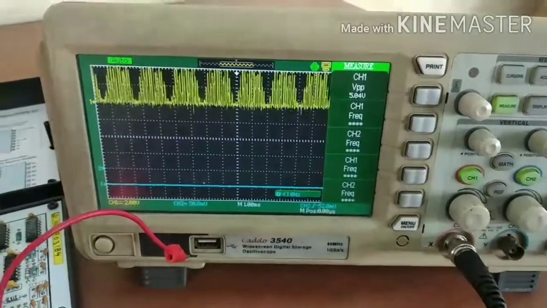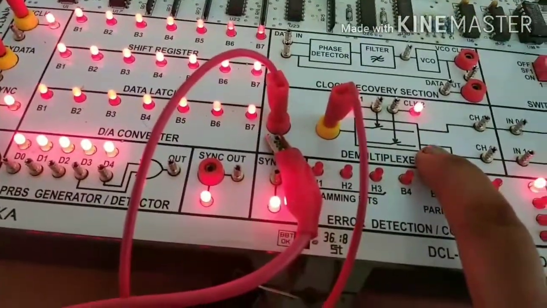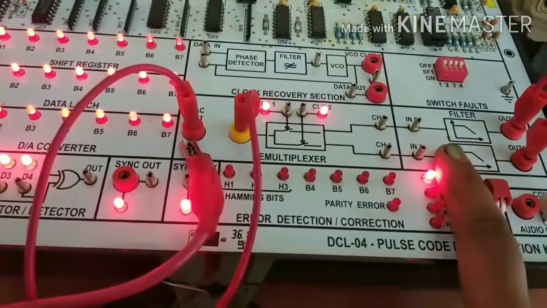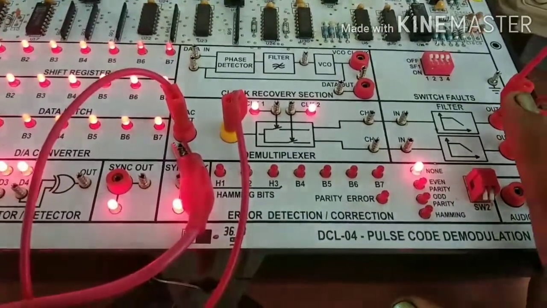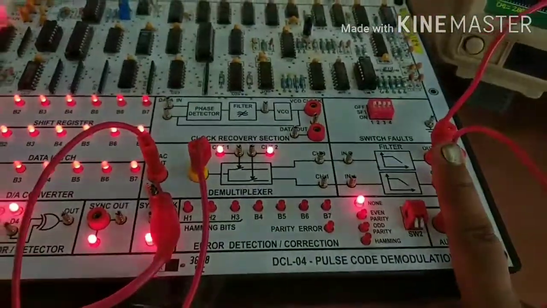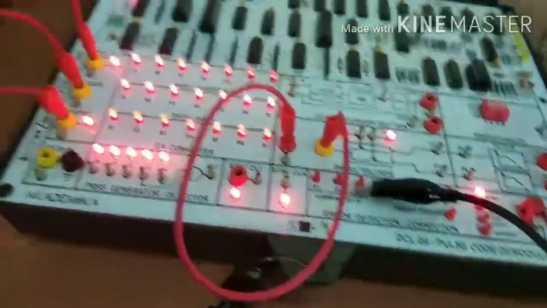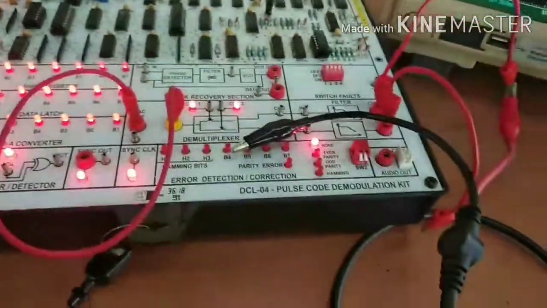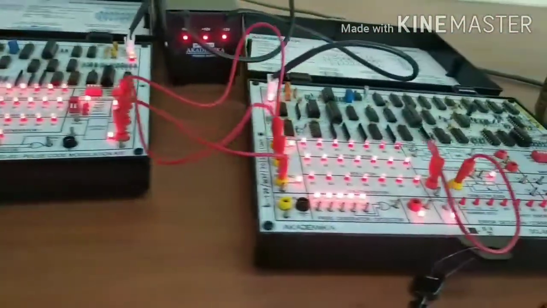Then we need to measure the signal going to the demultiplexer part. Then the signal goes to the Butterworth filter, a 4th order filter, and after the 4th order filter we get the demodulated waveform, the demodulated signal. We need to measure the demodulated signal. The probe needs to be connected to channel 0, and the negative probe is connected to ground.